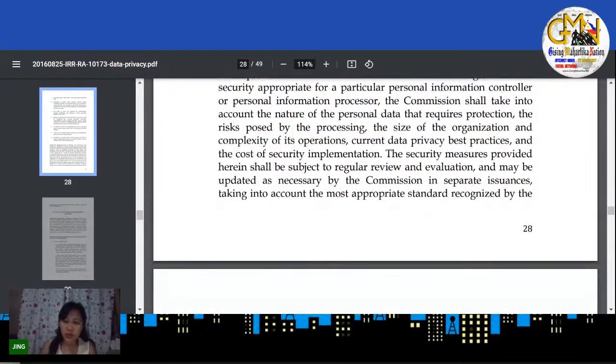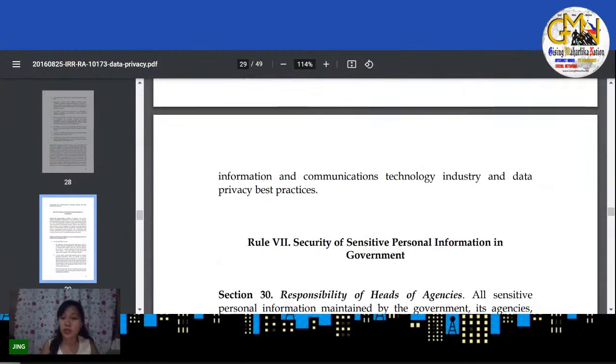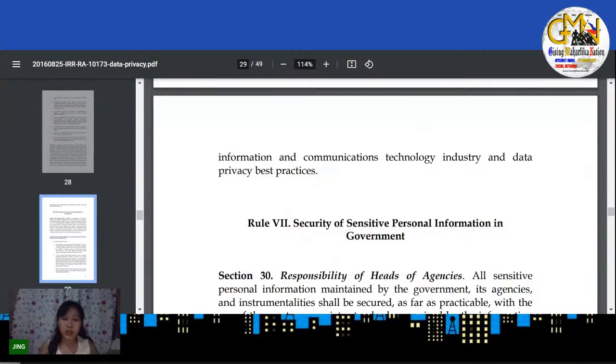The security measures provided herein shall be subject to regular review and evaluation and may be updated as necessary by the Commission in separate issuances, taking into account the most appropriate standard recognized by the information and communication technology industry and data privacy best practices.